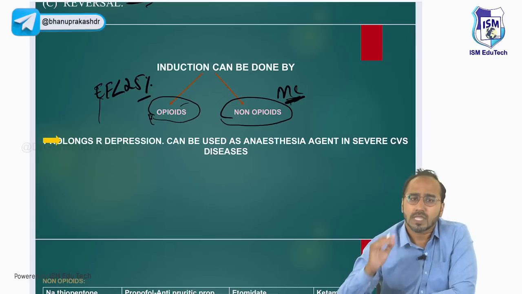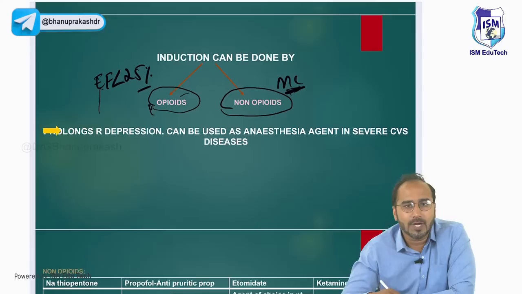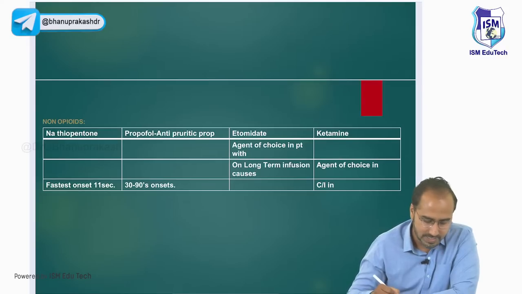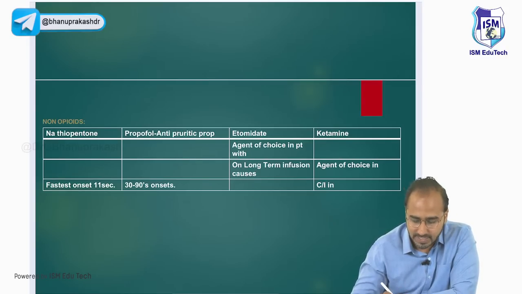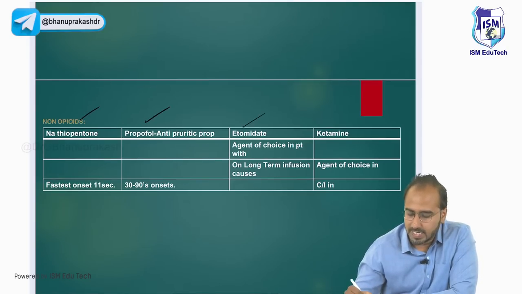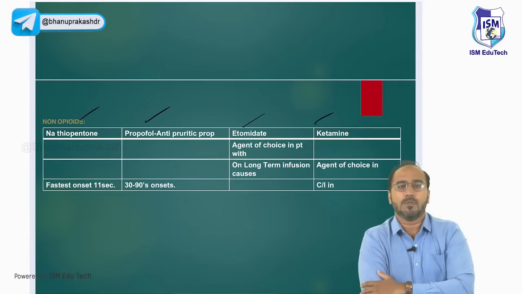Non-opioid. Patient ko behosh karna hai, non-opioids. In non-opioid, you are having four IV induction agents. What are the four IV induction agents? Sodium thiopentone is there, propofol is there, etomidate is there and ketamine is there. Come on guys, iska matlab ye nahi hai ki all four are given. Any one of the four should be given.